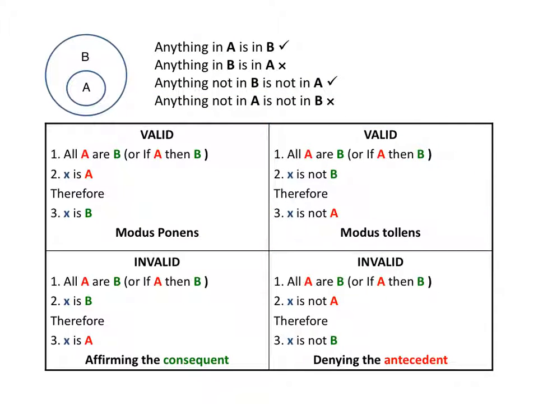And why is modus ponens valid? All A's are B's, or if something's A then it's B. X is A, so X is in here somewhere. Well, then it's automatically in B. That's why modus ponens is valid.